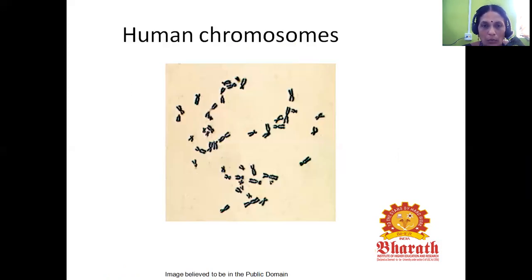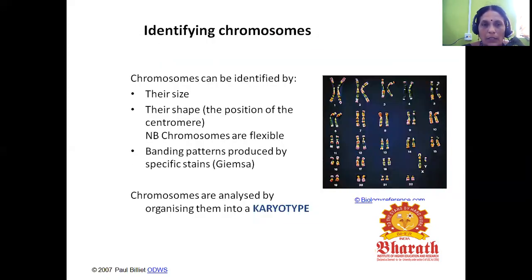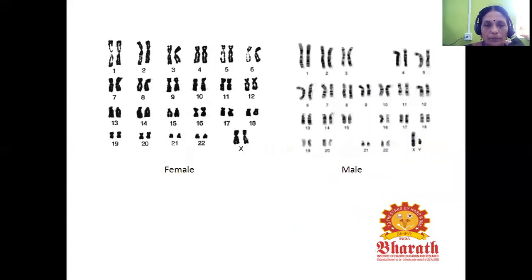This is a human chromosome. How do we identify chromosomes? By their size, their shape, meaning the position of the centromere, and the banding pattern produced by specific stains, that is, the chromosomes are stained. The chromosomes are analyzed by organizing them into a karyotype.